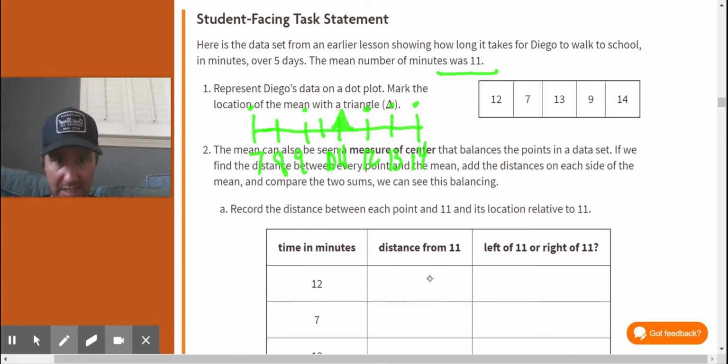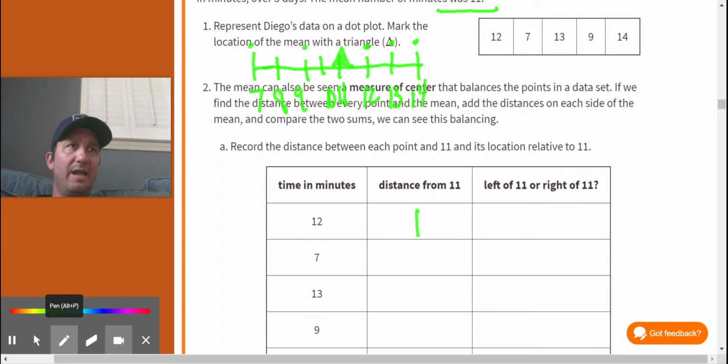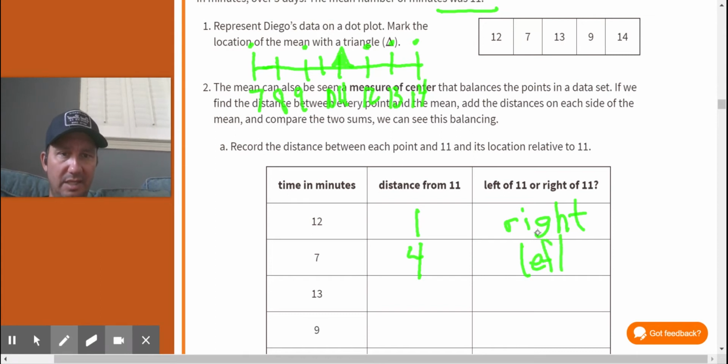So here, 12 minutes is 1 minute from 11. So if you were talking about the average, that it takes 11 minutes, you'd say, well, it took you 1 minute longer. That's one way of looking at deviation. The time you walk 7 minutes, well, that's 4 minutes away from the mean. There's no positive or negative on the deviation. It's just how far. So you would say that he was 4 minutes faster on this day than what he averaged. And by the way, left or right of it isn't all that important, but we'll go ahead and put that in. That is right of it. This is the left on the number line.